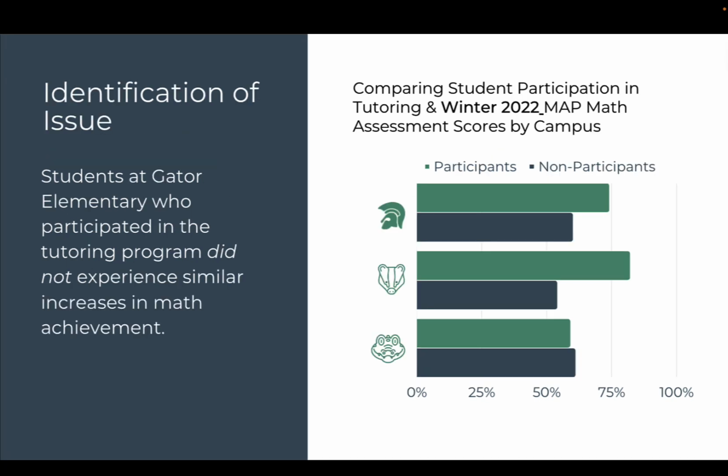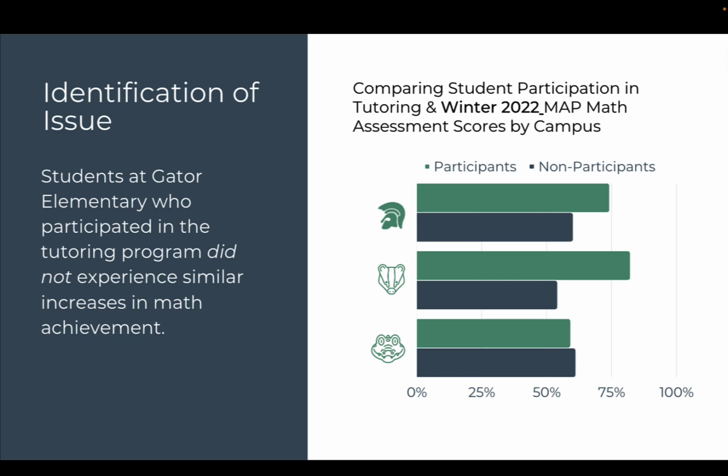As previously stated, the exposition always ends with the inciting incident, when something unexpected happens or is noticed in the data. Here's an example slide presenting this point in the story. In this example, we present again a bar graph, but this time it's comparing student participation in a tutoring program by the percent of students scoring at grade level on the MAP math assessment in winter 2022 by campus. The slide also includes a one-sentence anecdote that highlights the key takeaways from the graph.